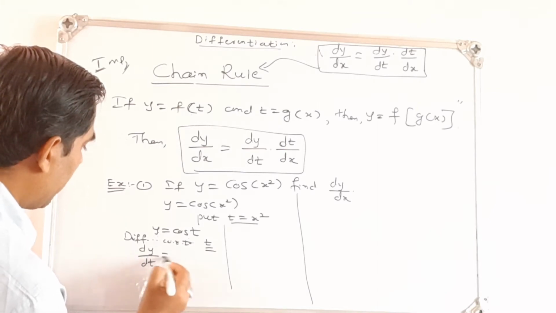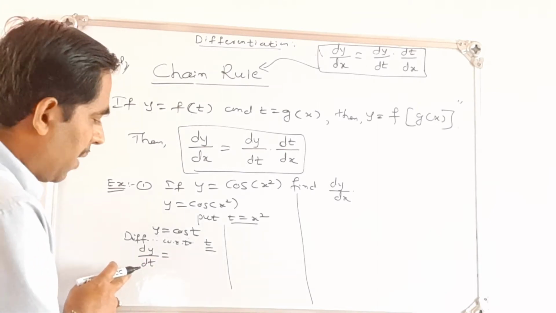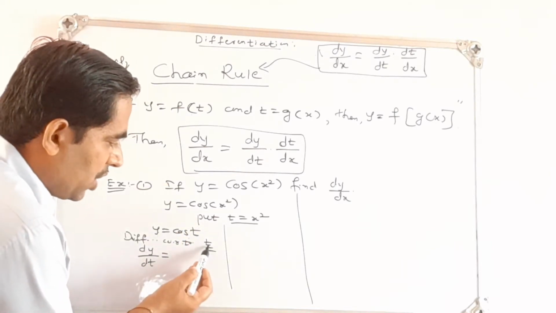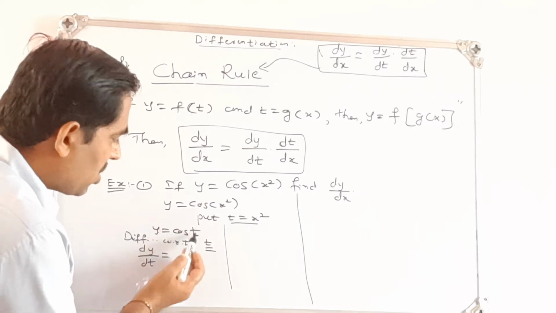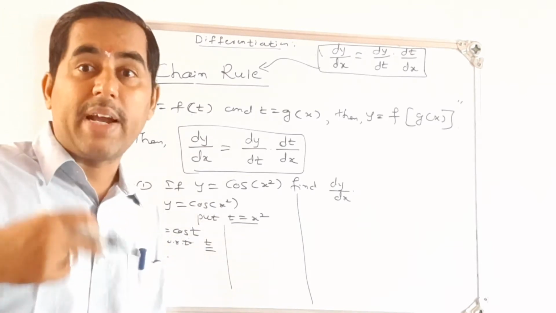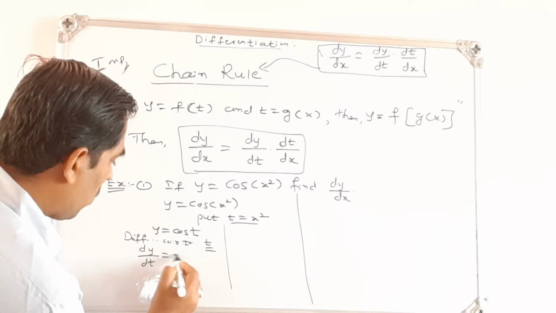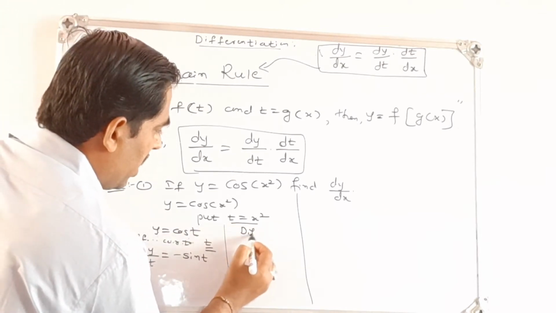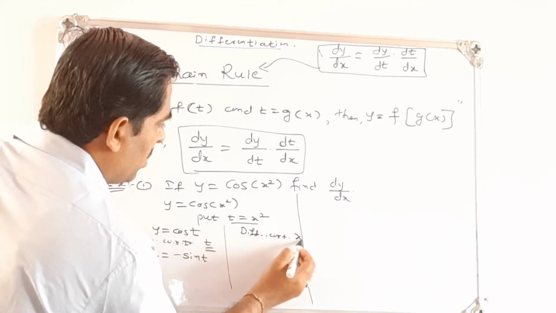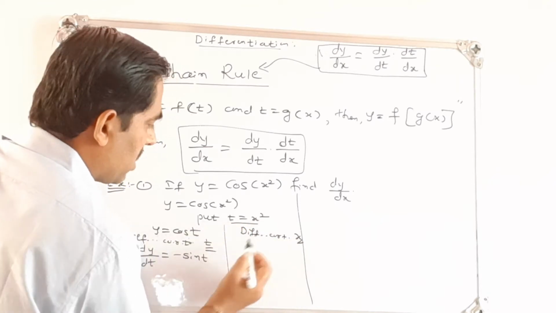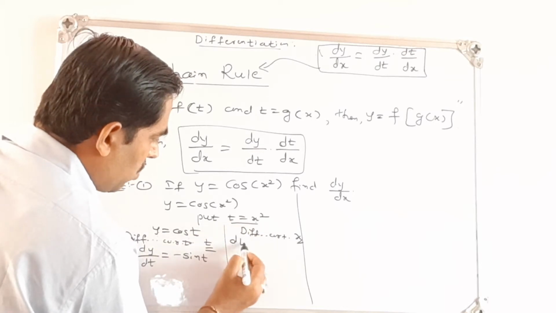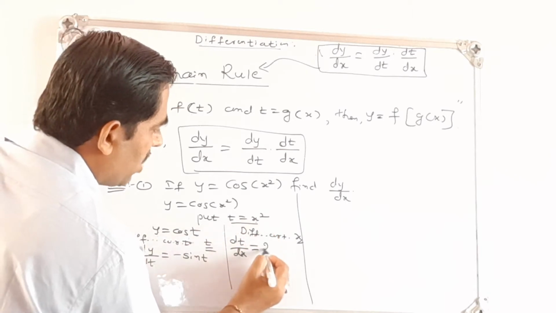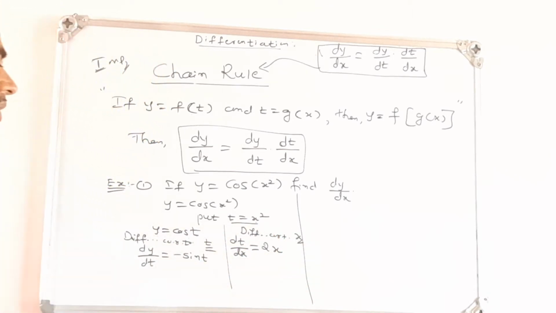So I will get dy by dt on the left hand side, then the derivative of cos t, observe this carefully, I am differentiating with respect to t. What was the formula? The derivative of cos x is minus sin x. So the derivative of cos t is minus sin t. Next you take this: differentiate with respect to x. T is expressed as a function of x, so dt by dx is equal to the derivative of x square, which is 2x.